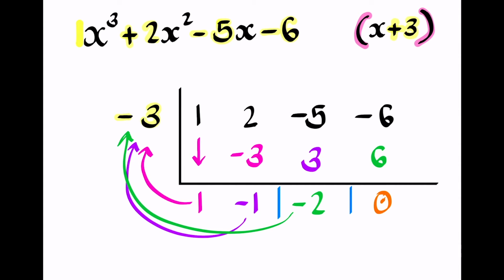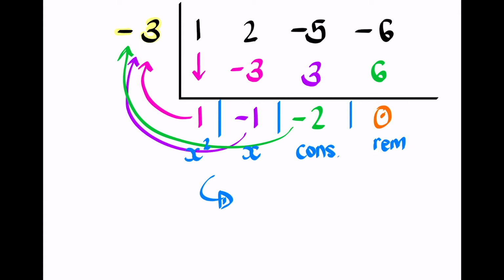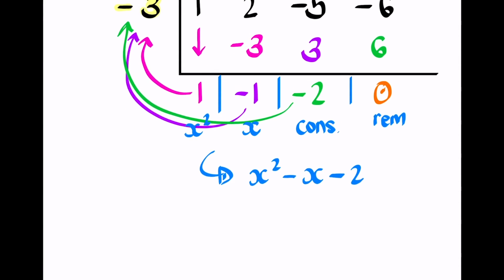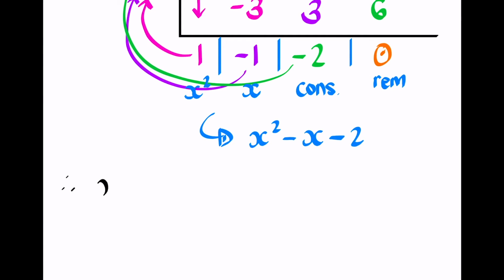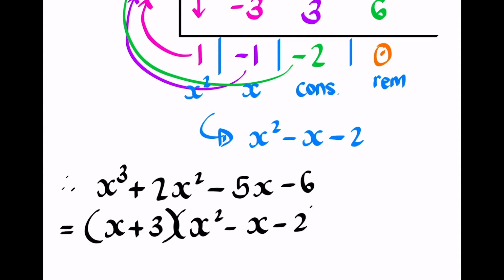So I've created my terms now. So I have my remainder, my constant, my coefficient of my x, and my coefficient of my x squared. So this answer is x squared minus x minus 2 and then plus 0. So I could therefore state that x cubed plus 2x squared minus 5x minus 6 is equal to x plus 3 multiplied with x squared minus x minus 2.